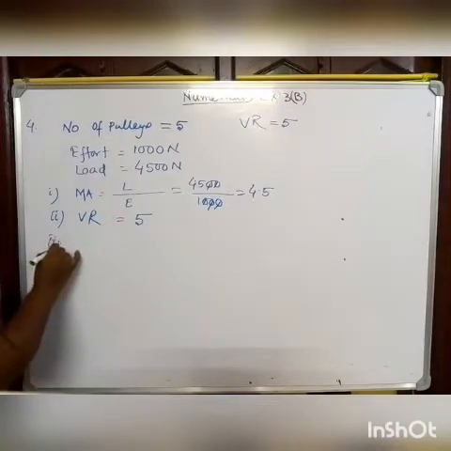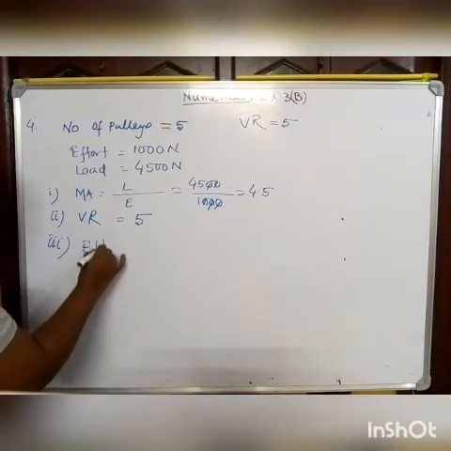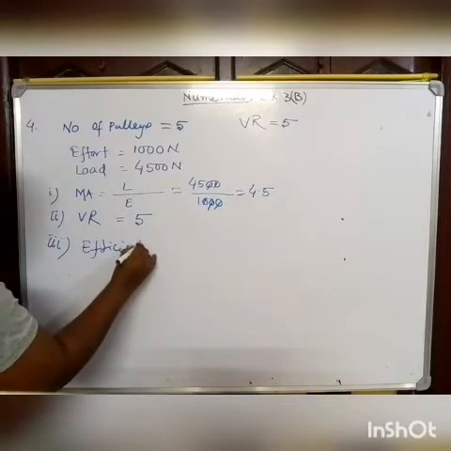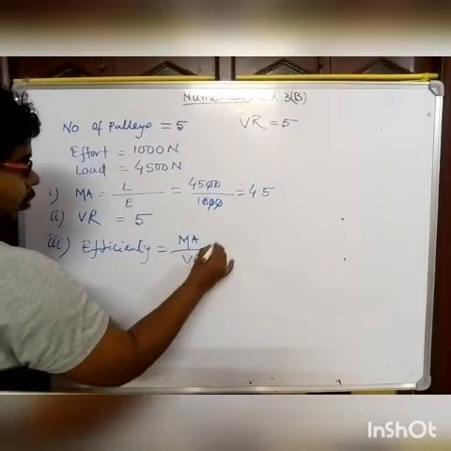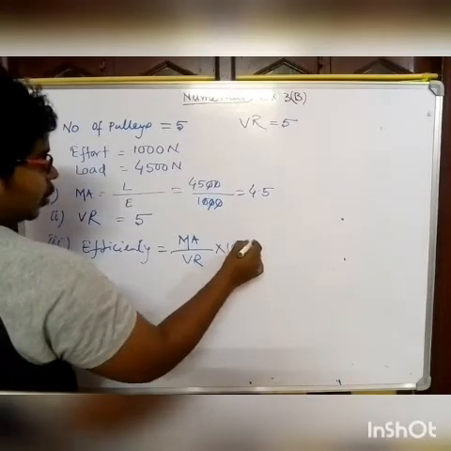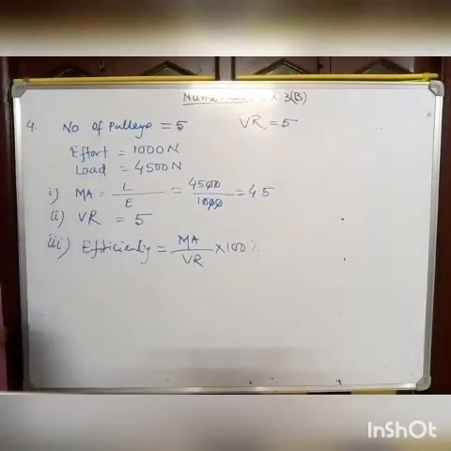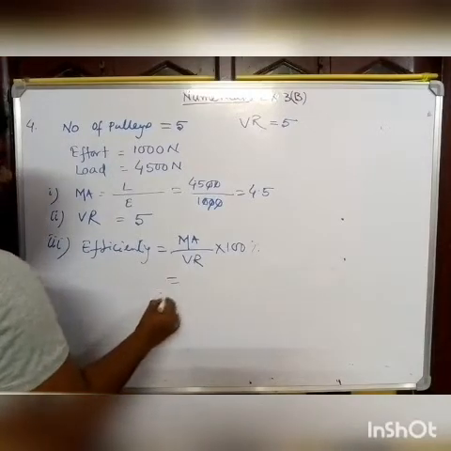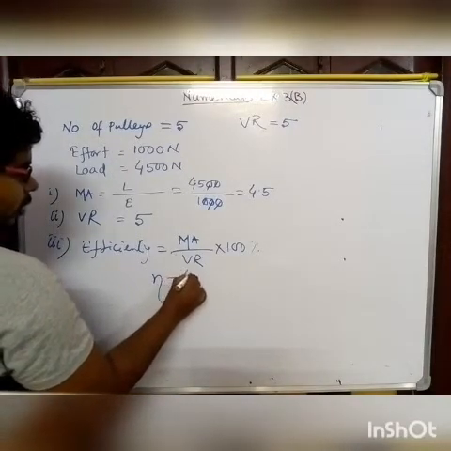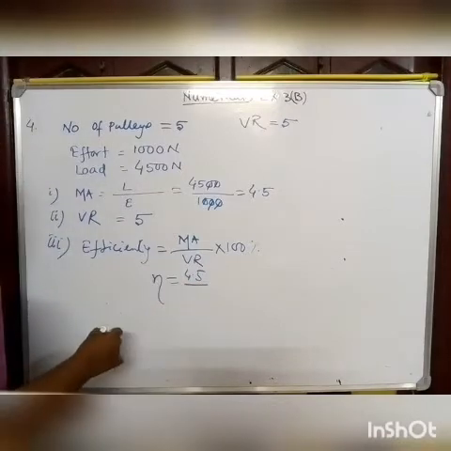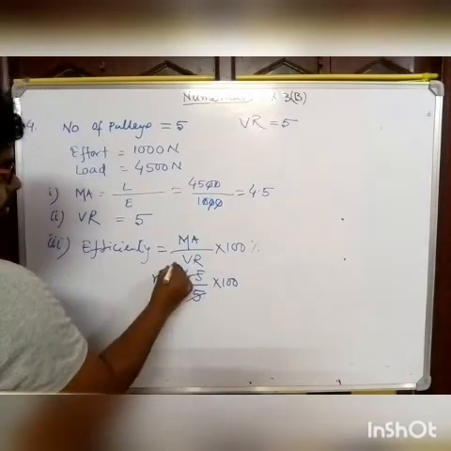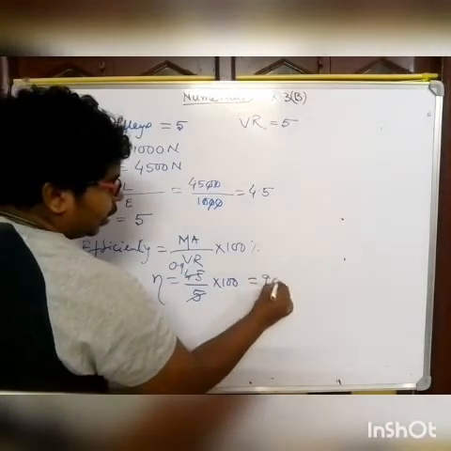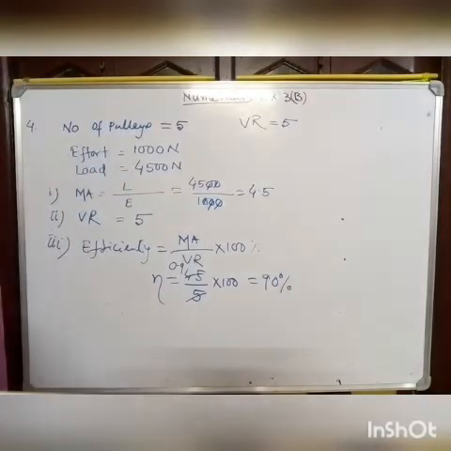Number 3, it is asked what is efficiency. Efficiency equals mechanical advantage by velocity ratio into 100. We multiply by 100 because we want to express the efficiency in percentage. Now we'll put the values. Mechanical advantage is 4.5, velocity ratio is 5, and 100. So it is 0.9 into 100, which is 90%. So we can say that efficiency is 90%.